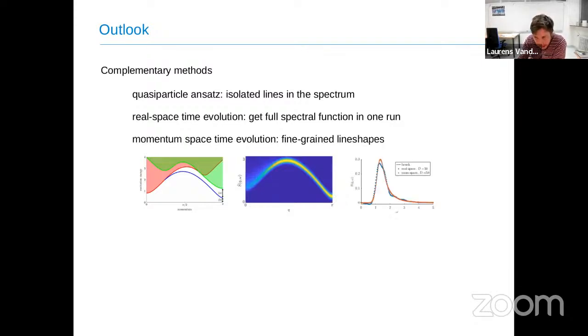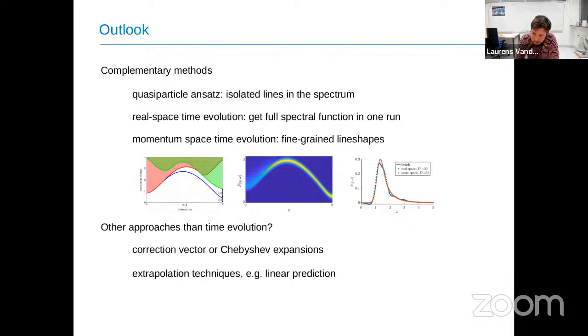And the great benefit of doing momentum space time evolution is that you have a lot more precision if you're interested in very fine-grained line shapes for a certain momentum, or you're interested in a certain Dirac point, for example. You really want to get this very accurately. Then I think this momentum space time evolution approach is a very good idea to try.